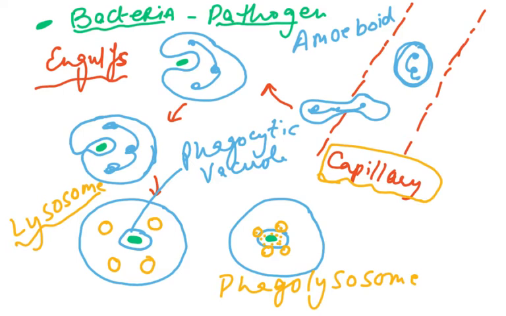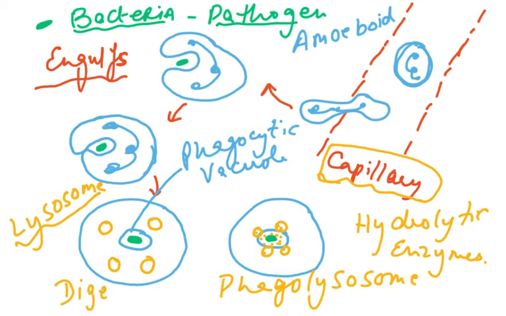Now you remember that the lysosome contains hydrolytic enzymes. So the hydrolytic enzymes will be released, and once they are released, they will digest the bacteria. You have to remember that the bacteria contain a cell wall, which is made up of peptidoglycan. If there is any enzyme which can digest the peptide part and the glycan part, then of course the bacteria is going to be digested and destroyed.